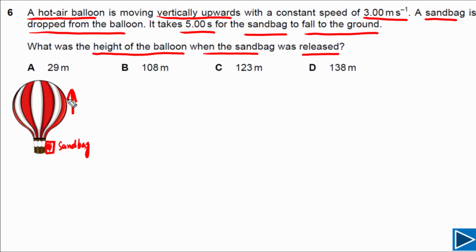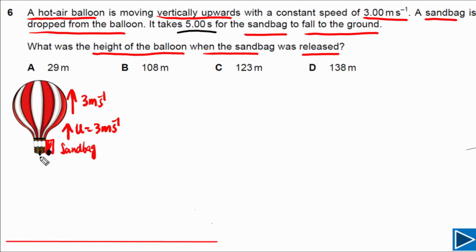The balloon is moving vertically upwards with a speed of 3 meters per second. So anything which is part of the balloon also has the same speed. So in this case, the sandbag also has the same speed, that is 3 meters per second. And the sandbag is also moving vertically upwards with the balloon. That is a very important point.